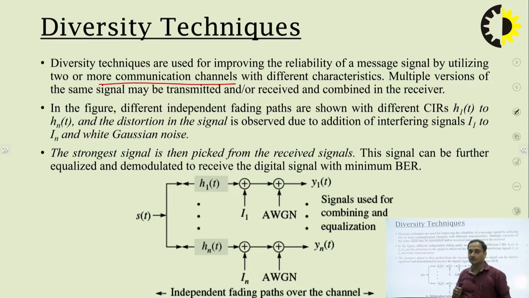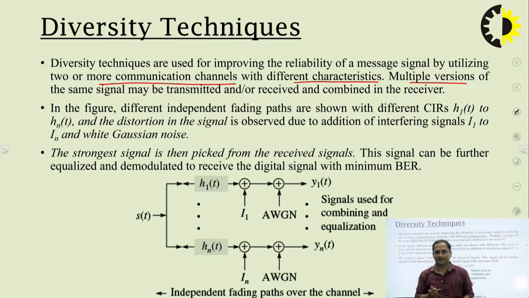It means we are not transmitting the same copy of the signal through only one channel. We transmit the same copy through more than one channel, and these channels are affected by fading, so the different characteristics of the channels have to be taken into consideration. Multiple versions of the same signal are transmitted and received at the receiver, and the signals are combined. So in diversity techniques we have to discuss diversity combining techniques, so that we can combine the signals at the receiver to enhance the signal strength or the signal to noise ratio.